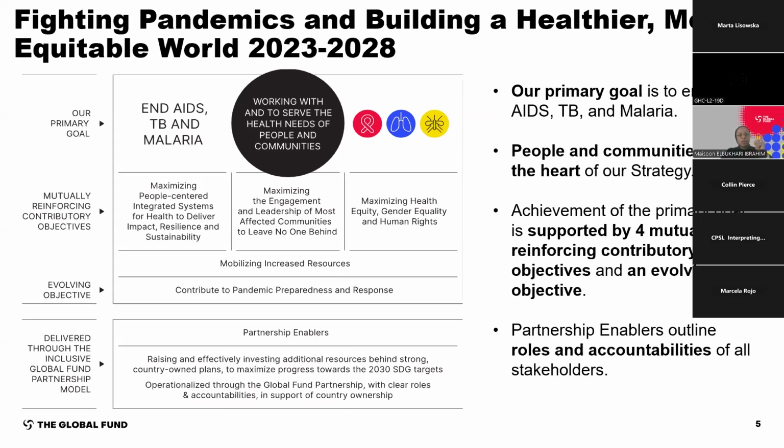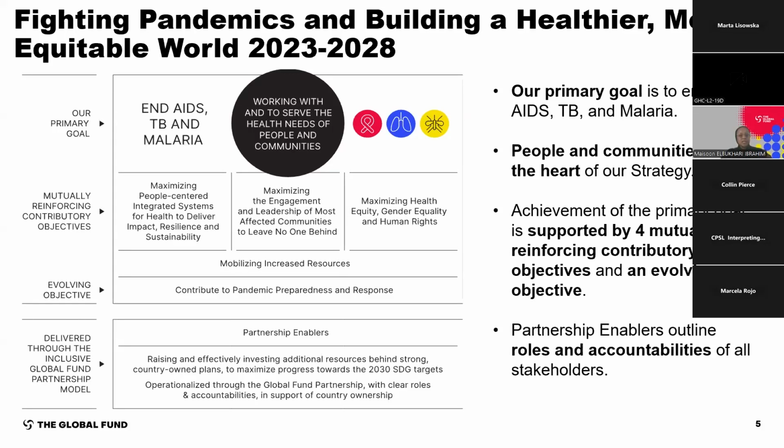The strategy also outlines what we call the partnership enablers. You see those at the base. This is about defining the roles and accountability for all stakeholders involved. So what's different about this strategy compared to the previous one? There is a stronger focus on prevention. There is more investment in integrated people-centered services. There is more focus on supporting community health systems and greater emphasis on sustainability and data-driven decision-making. And we also explicitly recognize the role of all actors in the partnership and the importance of accountability.